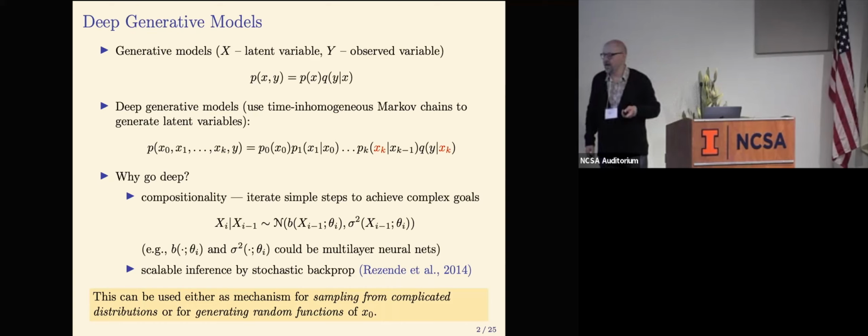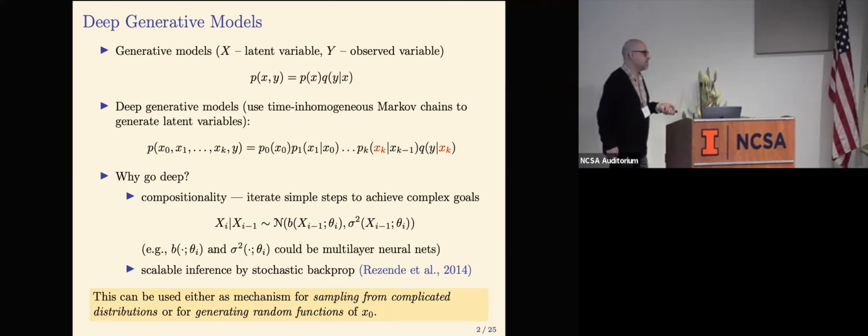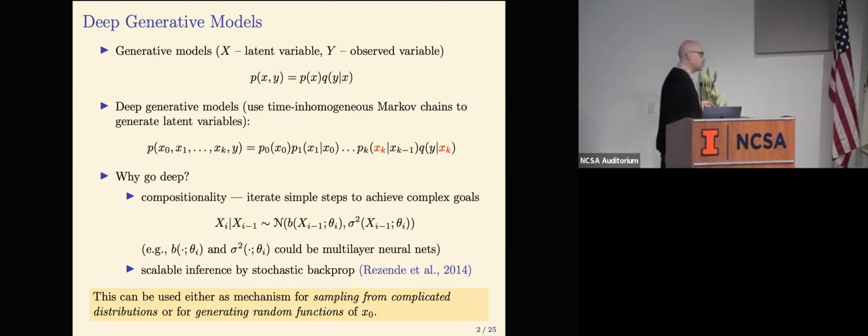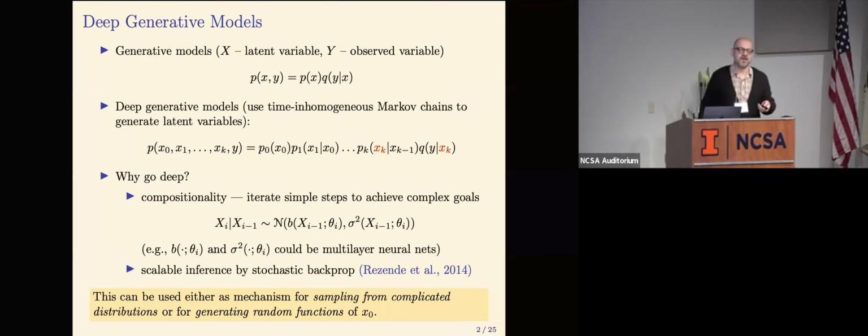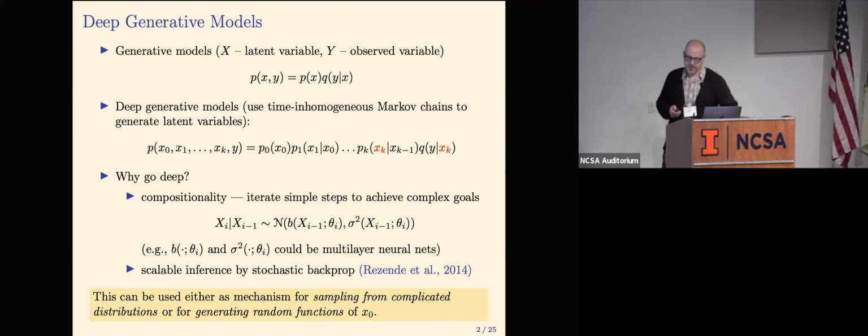Right, and like I said, most of the work on this focuses on using this as a sampling mechanism, right? What you're doing is you're generating samples from some complicated distributions, but you can also think about this as a mechanism for generating random functions of the initial condition. And so these two questions of probabilistic generation and random function generation will be the subject of this talk.